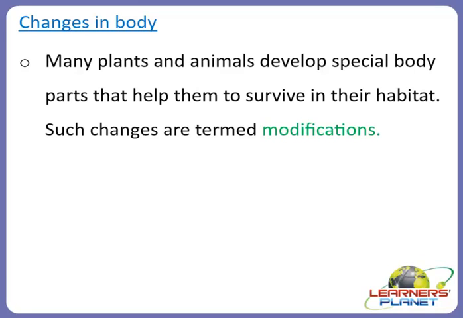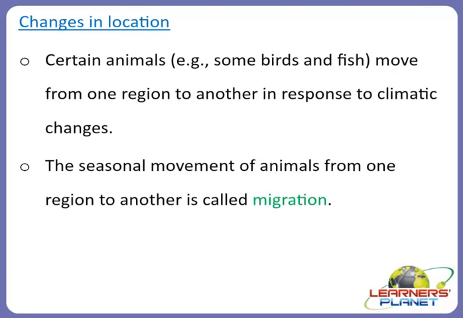There are other changes too, like changes in location. Certain animals, for example some birds and fish, move from one region to another in response to climatic changes, and we call it migration. The seasonal movement of animals from one region to another is called migration. Animals like to be in the right place at the right time in order to get enough food and to breed successfully.